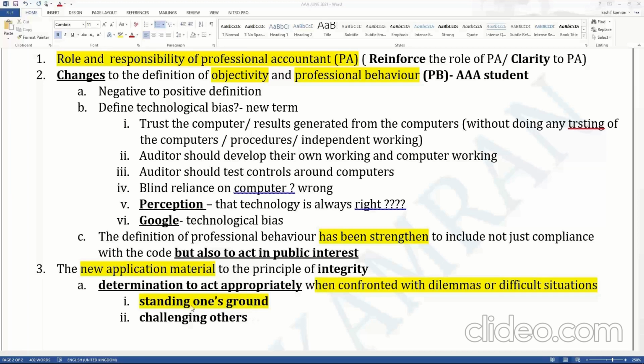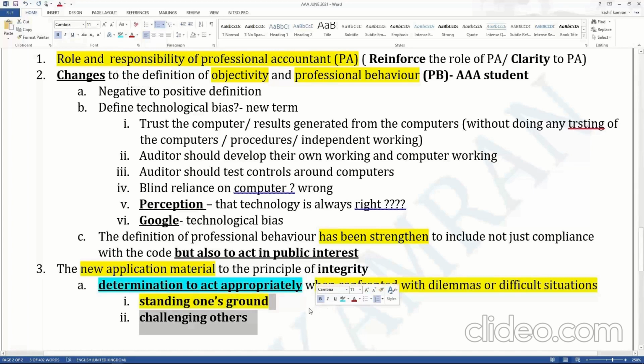So is everyone clear with the new application material to the principle of integrity? That the code of conduct is defining integrity in a different manner. So does integrity mean to be straightforward? No. Will you write that definition in the exam paper? Integrity doesn't mean to be straightforward anymore. Integrity now means determination to act appropriately. Will you remember that keyword for the exam paper?